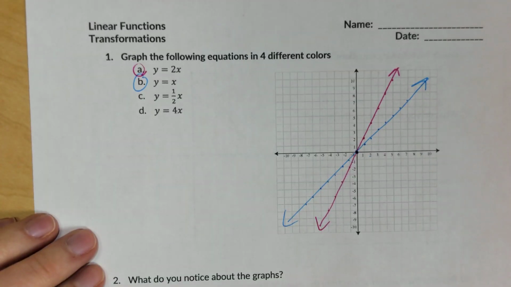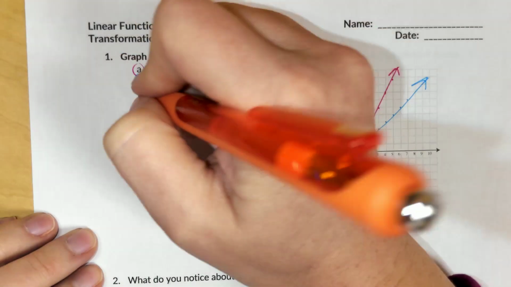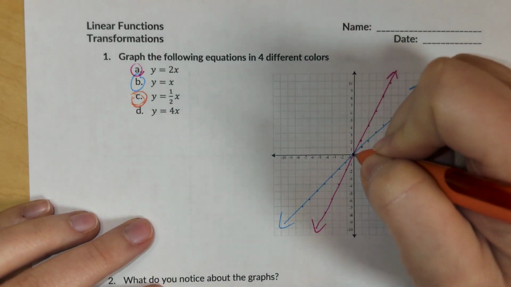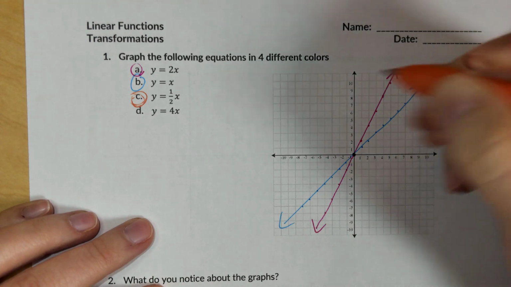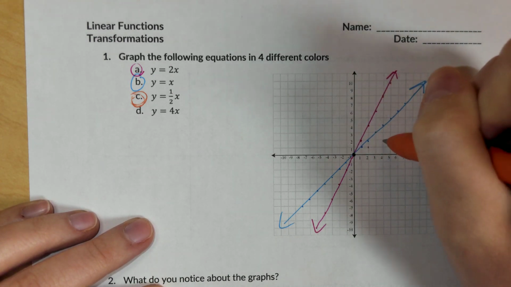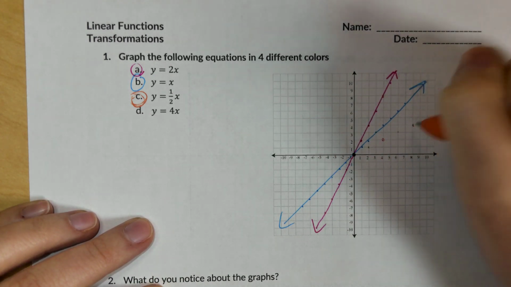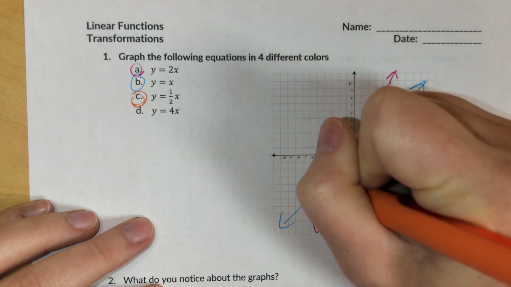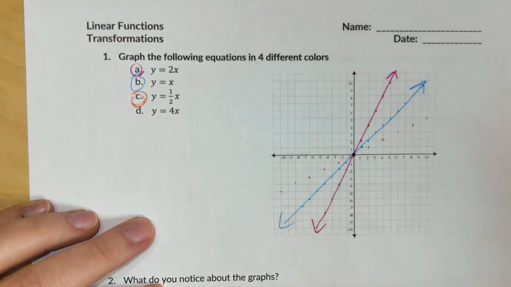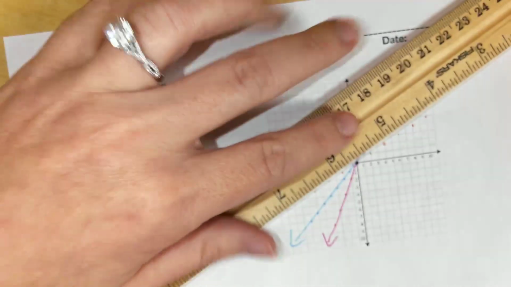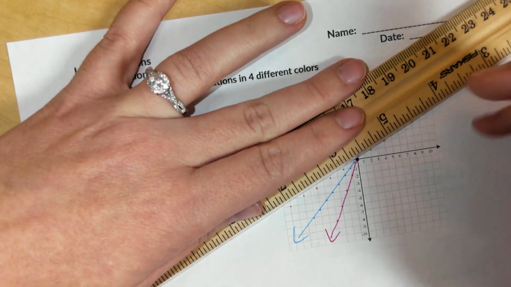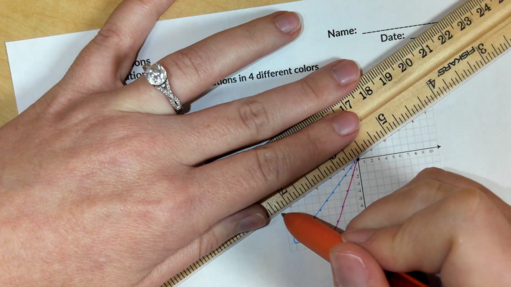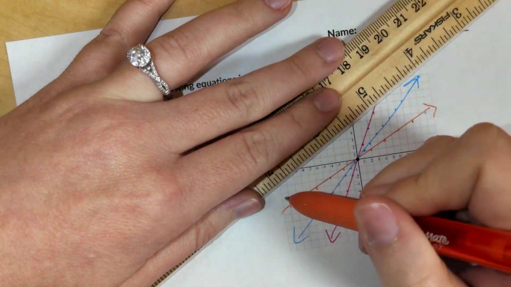Okay. I'm going to use an orange for C. So that's going to be, again, starting at a y-intercept of 0, and then rise over run 1/2. And going in the other direction as well. And then I'm going to get my straight edge. And I'm going to connect those points.